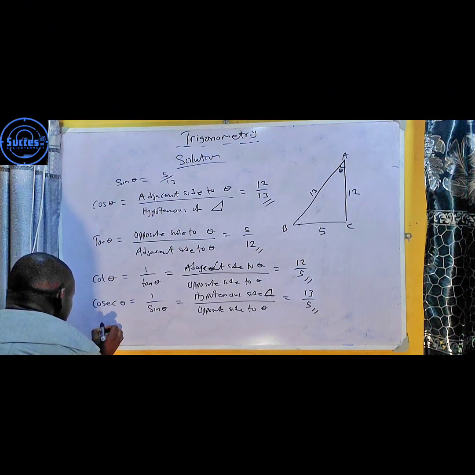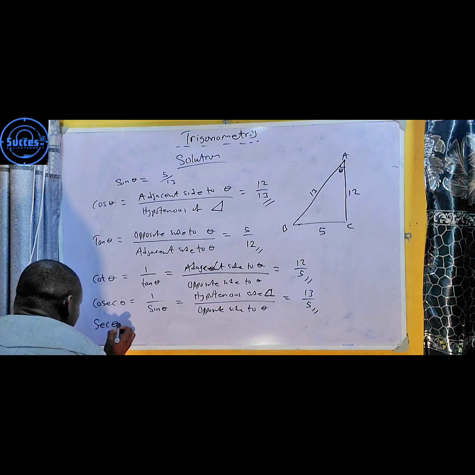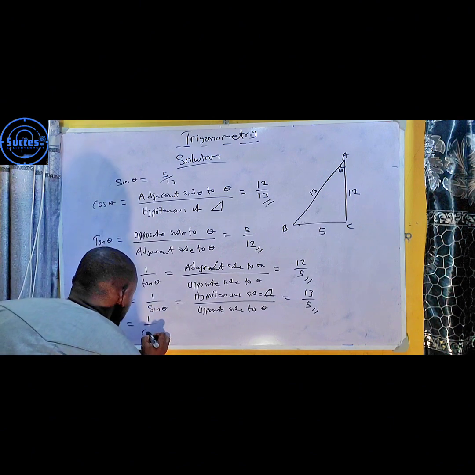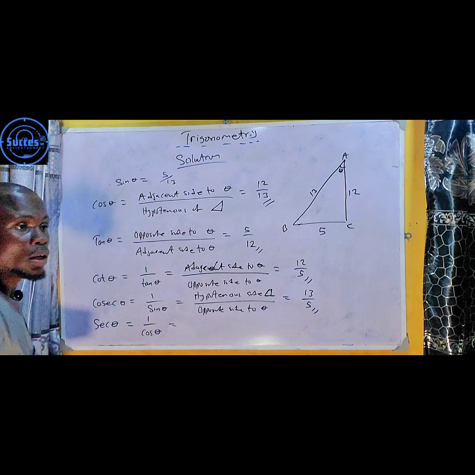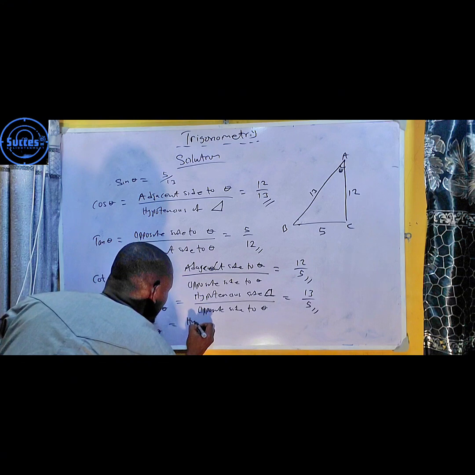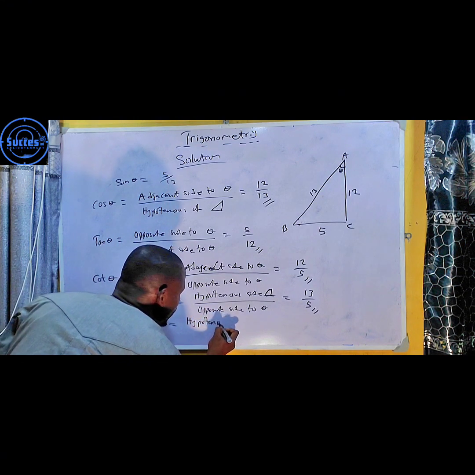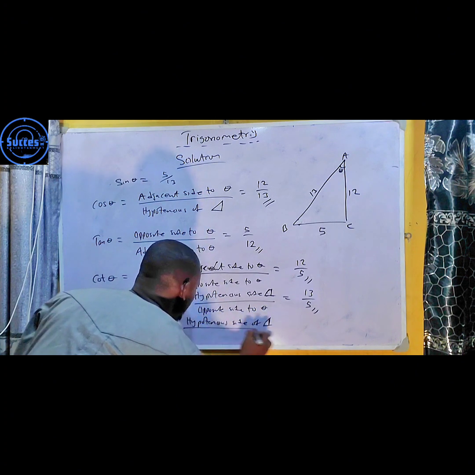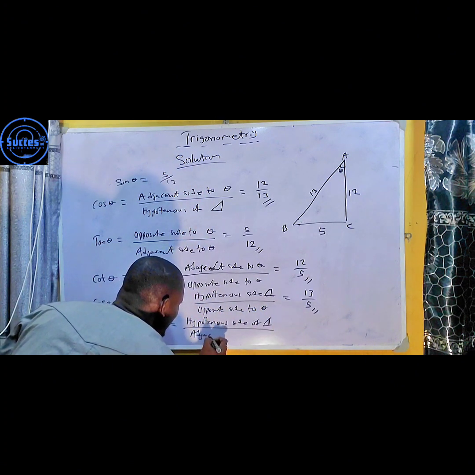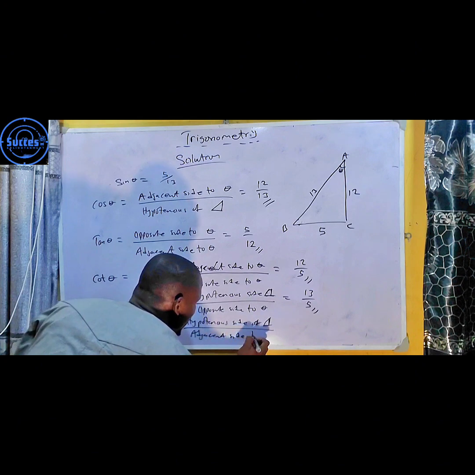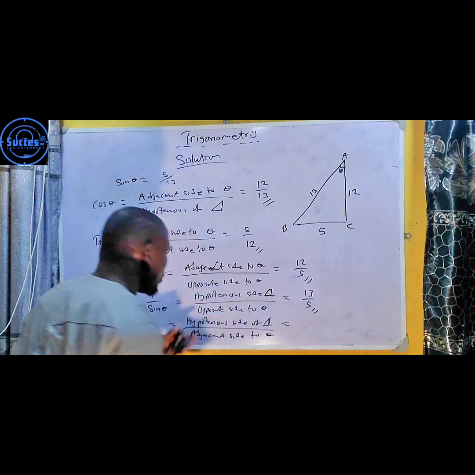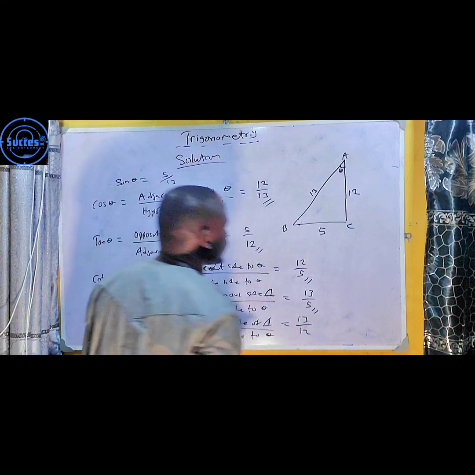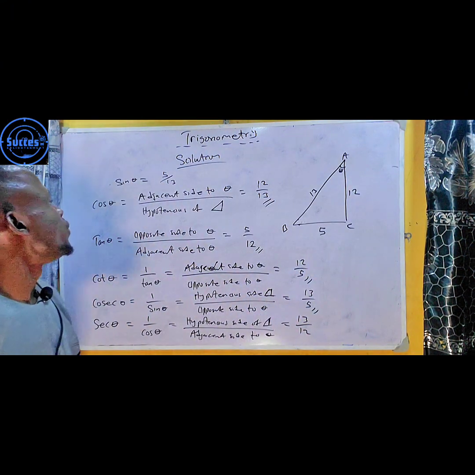Now the next one you are looking for here is your secant, sec theta, which is the same as 1 over cos theta, which should then be the hypotenuse side of the right angle triangle divided by the adjacent side to theta. The hypotenuse side is 13, and the adjacent side is 12.